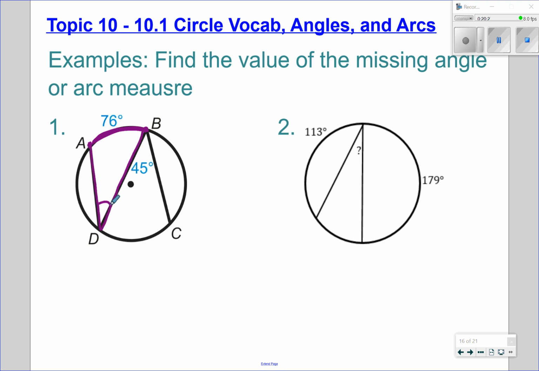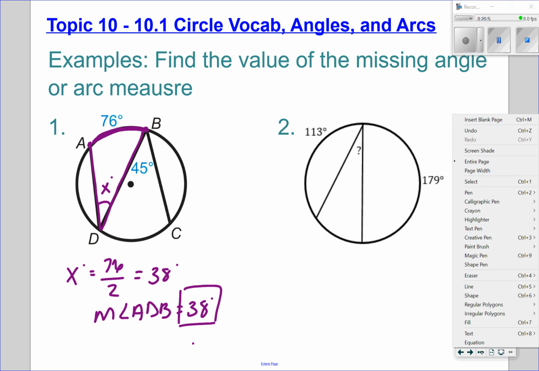So that must mean, let's go ahead and call this X, that X would be equal to 76 divided by 2. It's an inscribed angle, we cut it in half, so that means that X is actually equal to 38 degrees, or the measure of angle ADB is equal to 38 degrees.